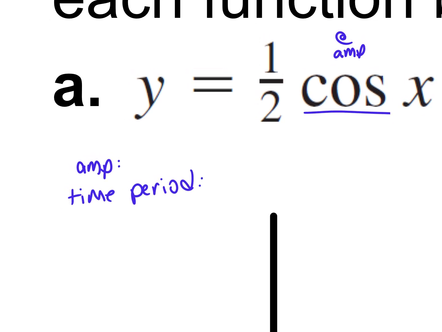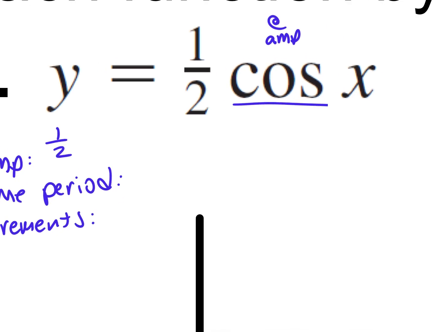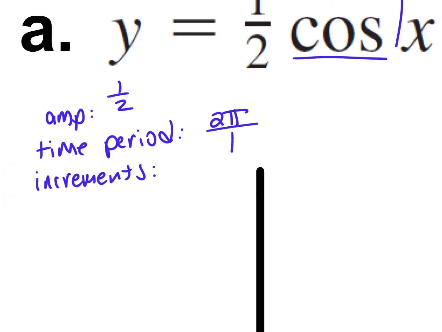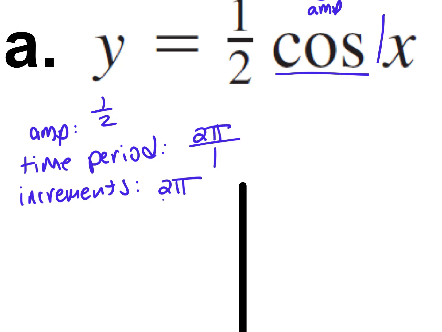Okay, we have amplitude, time period, and increments. How high and low does this graph go? 1/2. It's the number in front. Your time period, you take 2 pi and you divide it by the number in front of x. So it's 2 pi. We're going to go from 0 to 2 pi. How do we find the increments? We take our time period and divide it by 4. So how much space is in between each tick mark?